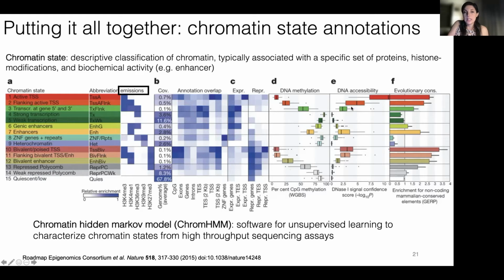DNA accessibility is higher in these active transcription start site regions and in enhancers. And then also they looked for enrichment for conservation across species. Are there certain types of chromatin states that are more or less conserved across different mammalian species? This is just a nice way of putting all of these different pieces of information together to understand the genome architecture.